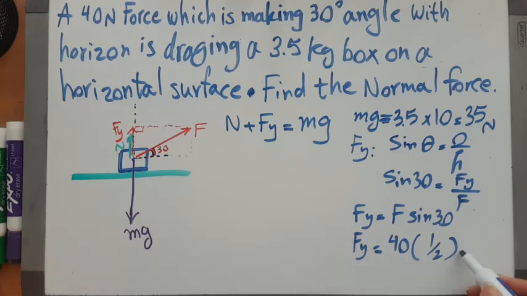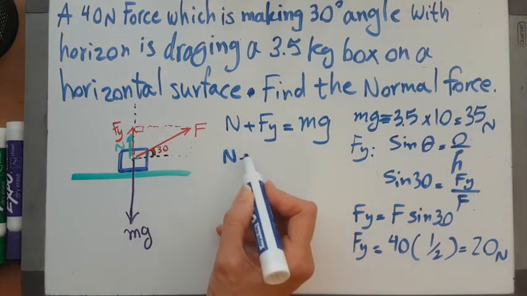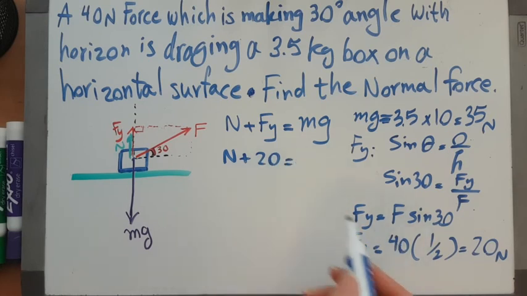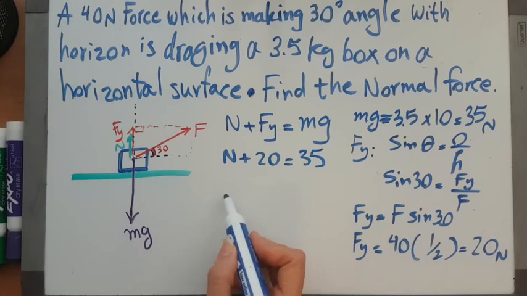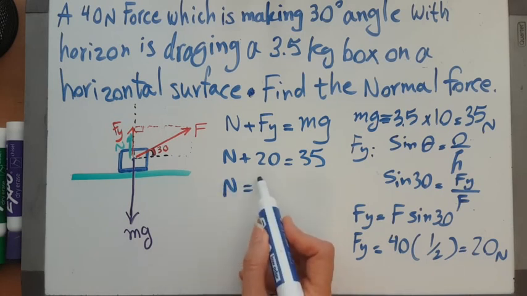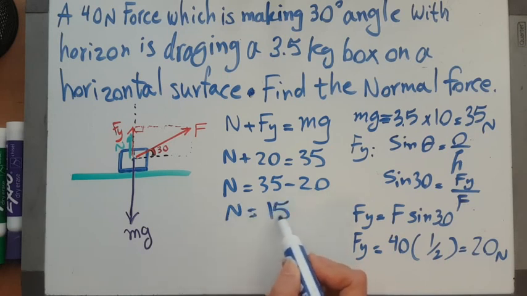So Fy equals actually 20 newtons, now I have everything I need. So N plus 20 newtons would be 35 newtons. So the N would be 35 minus 20, so the N would be 15 newtons. The problem is solved.